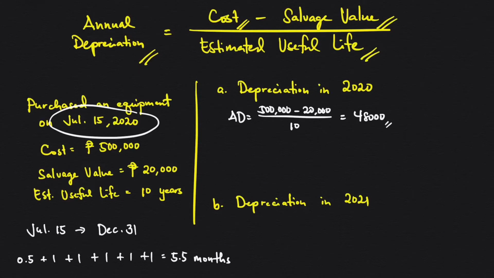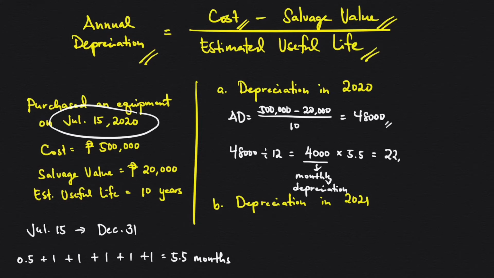To compute the depreciation in 2020, or in 5.5 months, first get the annual depreciation. Divide it by 12, the number of months, to get the monthly depreciation. So 4,000 here is the monthly depreciation. And to get the depreciation for 5.5 months, we multiply this by 5.5. So the answer is 22,000. This is the depreciation in 2020.